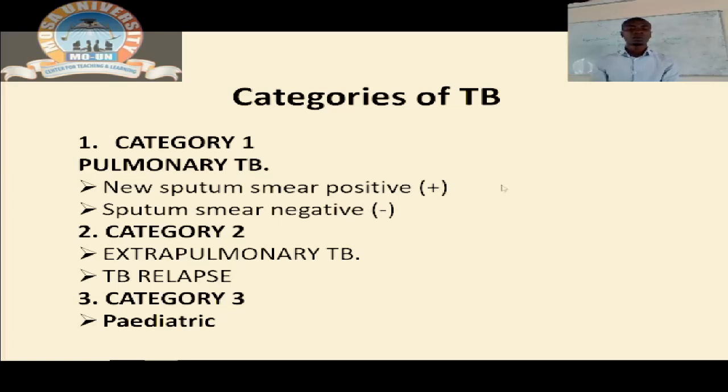And again, we have TB relapse. TB relapse are those who used to take medication, then TB relapses again. They are under category 2. Category 3, we have pediatrics. So those are the categories in the treatment of tuberculosis.